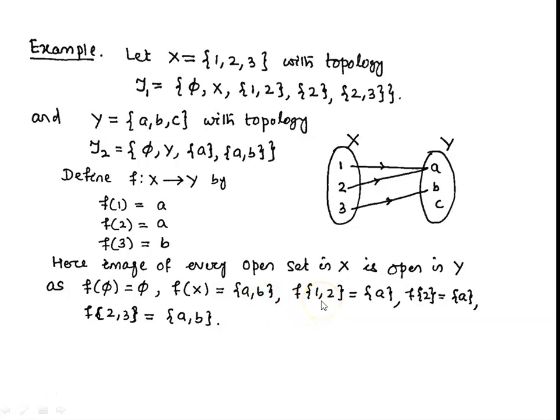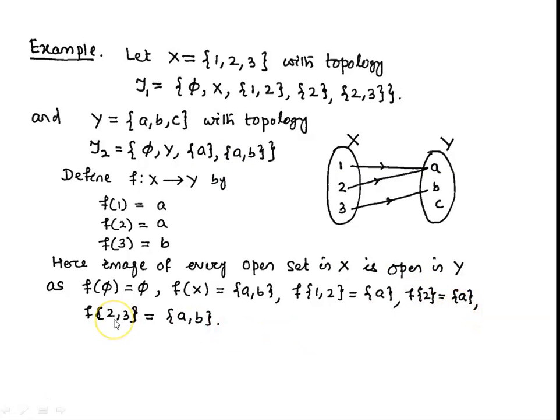Now image of the third open set {1, 2}. F of {1, 2} is equal to {A}, because these 2 points 1, 2 are mapped to the point A, and the singleton set {A} is open in Y. So here also image of this open set is open in Y. The next open set is {2}, and image of {2} is {A}, and this singleton set {A} is also open in Y. So image of this open set is also open.